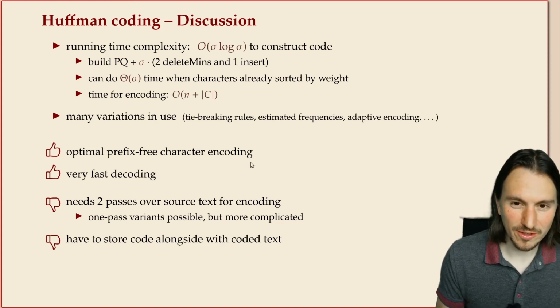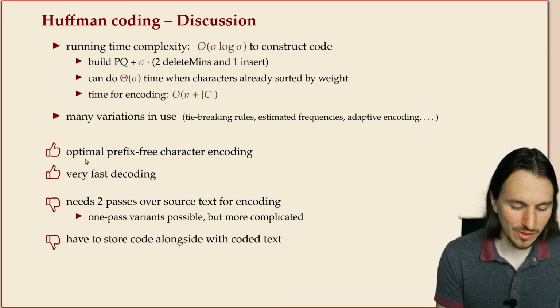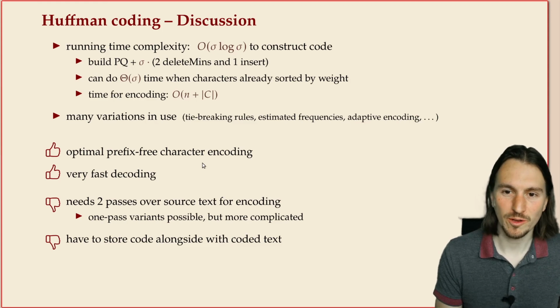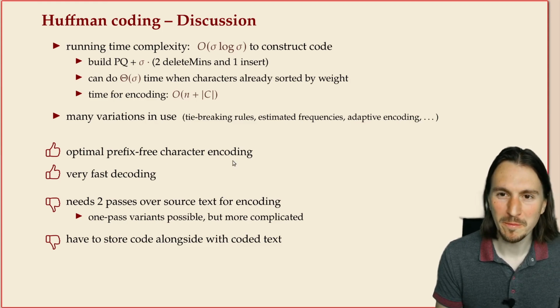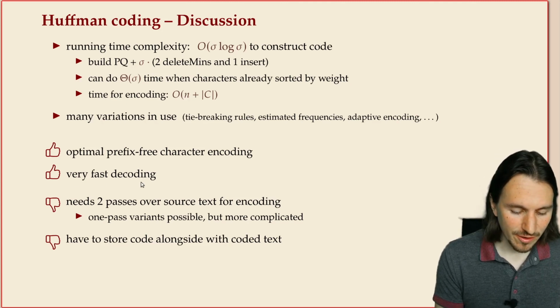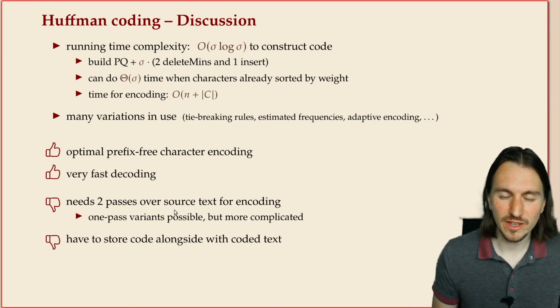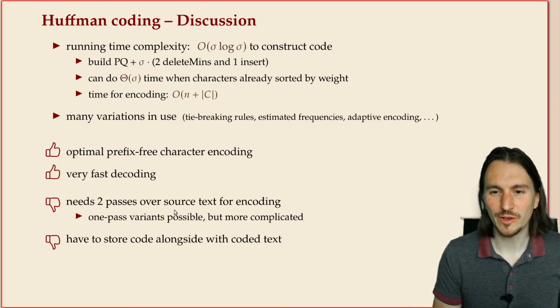So again, the good thing is it is a very clean, theoretically well understood method. It gives you the optimal prefix-free code, the optimal prefix-free character encoding. So it's the best possible you can do if you insist on encoding every character by itself. It's very fast for decoding. A slight downside is this two-pass approach for encoding.